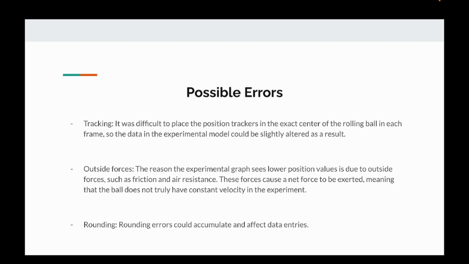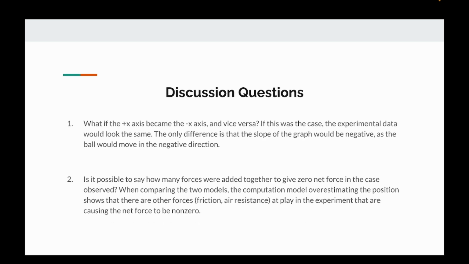These forces cause a net force to be exerted, meaning that the ball does not truly have constant velocity in the experiment. It would be very hard to make the ball actually have constant velocity in real life, because we aren't in space. Rounding. Rounding errors could also accumulate and affect some data entries, although it's probably minor errors.